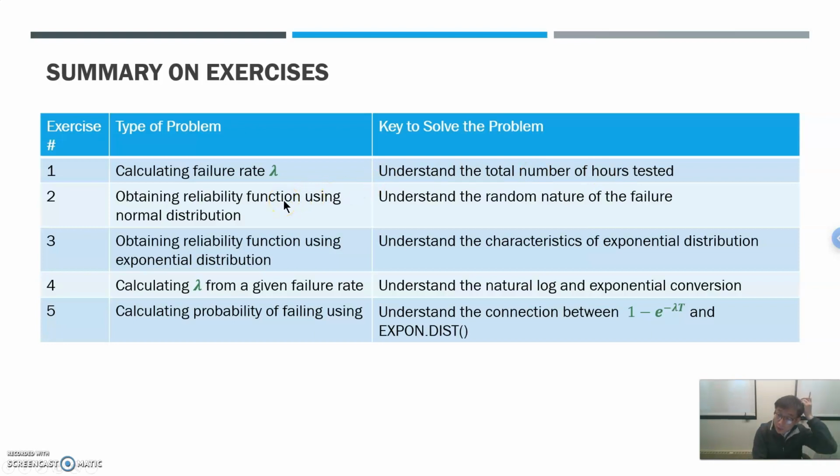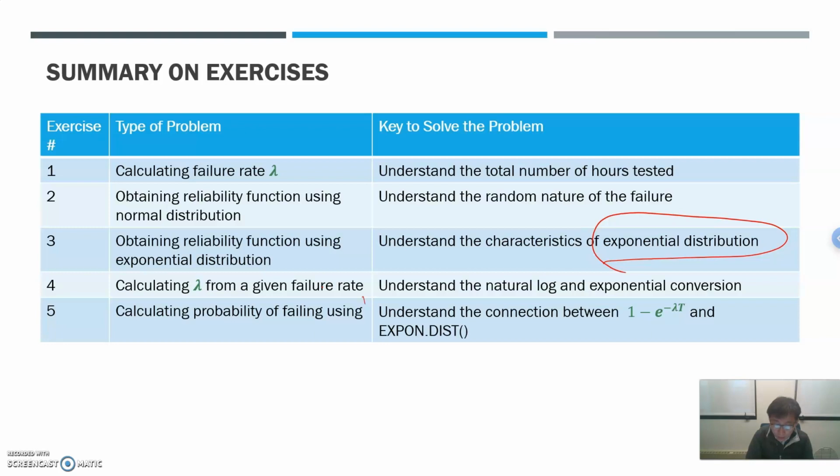And exercise number 2, obtaining the reliability function using the normal distribution, that was a piece of cake. This is to demonstrate the random nature of failure. Sometimes we can model using the normal distribution, but more commonly, when the failure is a function of time, we use the exponential distribution. So obtaining the reliability function using the exponential distribution, that is exercise 3, understanding the characteristics of the exponential distribution, which is very, very important. Exercise 4 is calculating lambda from a given failure rate.